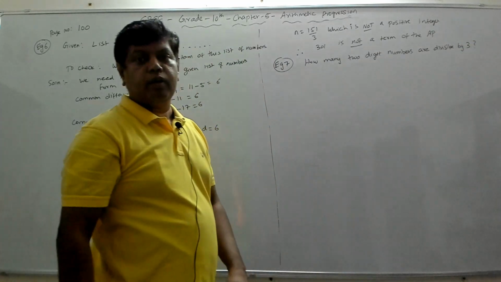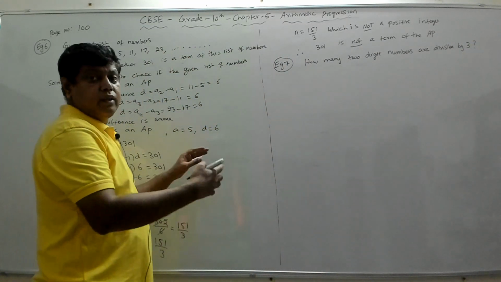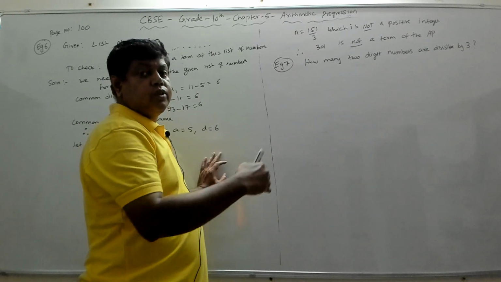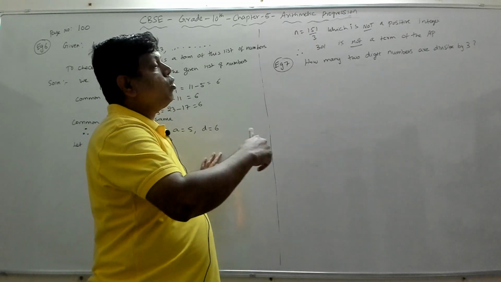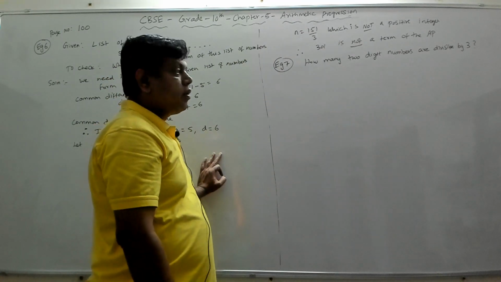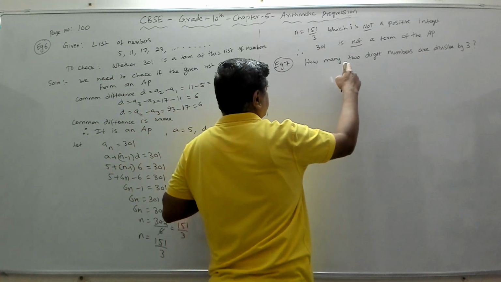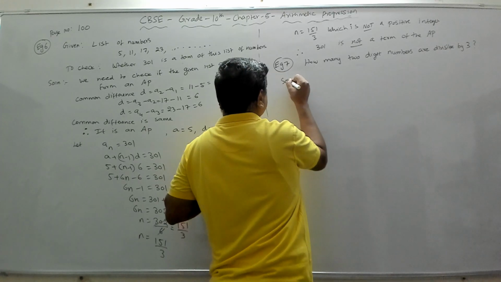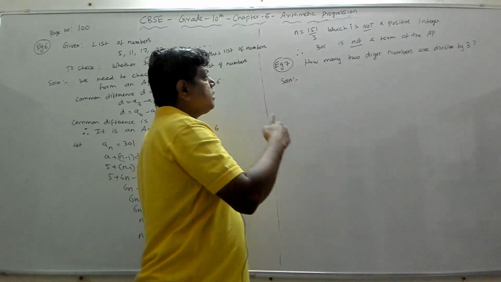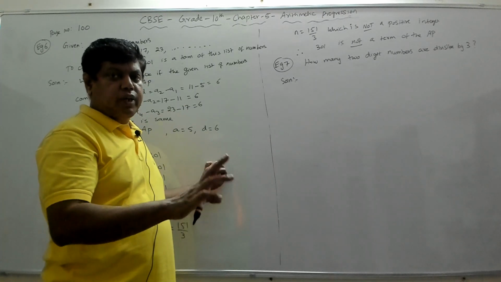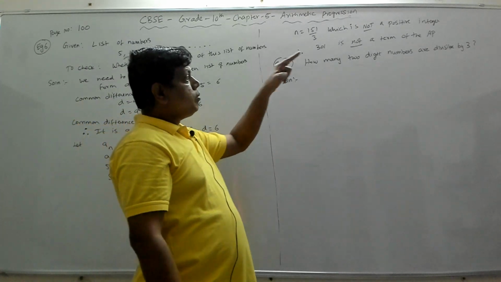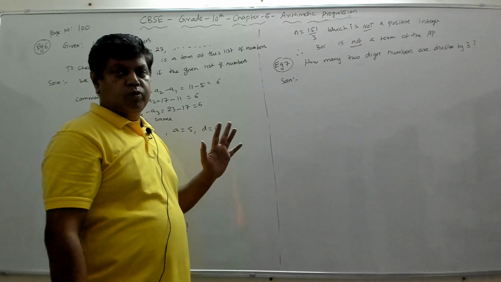Now, how many two-digit numbers are divisible by 3? That's the question. Let's start writing the list of two-digit numbers which are divisible by 3 first. Then we will know how many there are, right? It's only two-digit numbers. So, solution. Which is the first two-digit number? 10. Is 10 divisible by 3? No. So we will not write that.